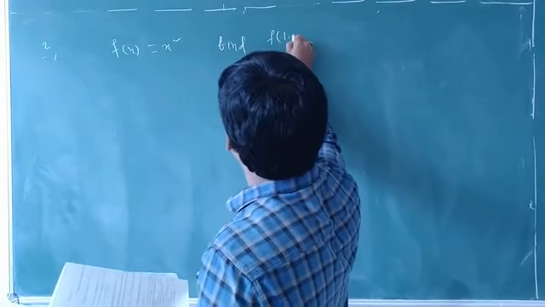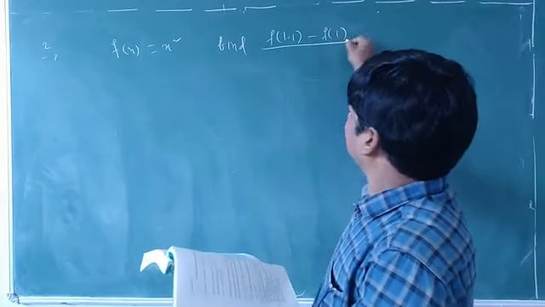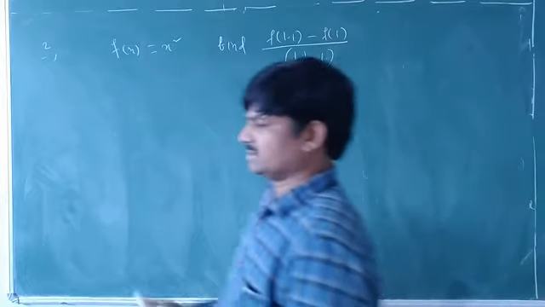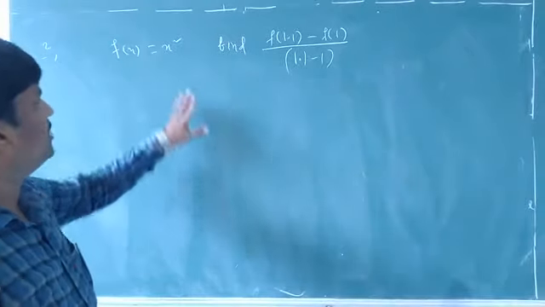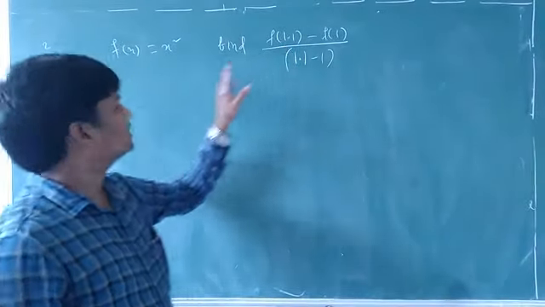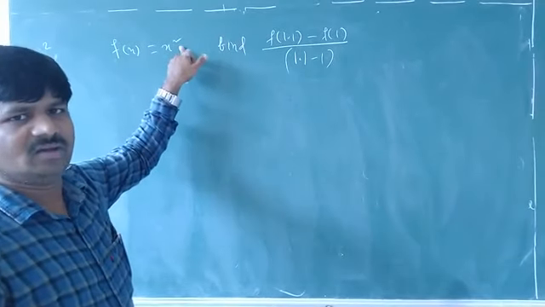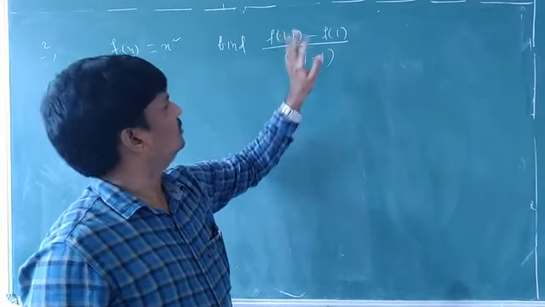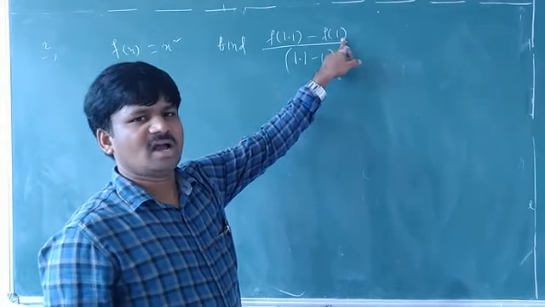Find f of 1.1 minus f of 1 by 1.1 minus 1. This value is asking. So this value only we have to find. Here what is given? f of x is given as x square. Now what we have to find? We have to find this total value. To find this total value, we have to find f of 1.1, f of 1, and we have to substitute here.